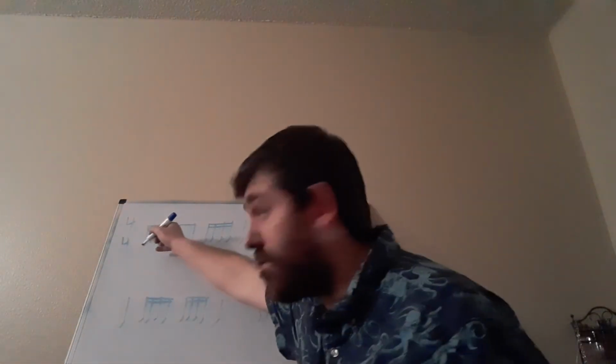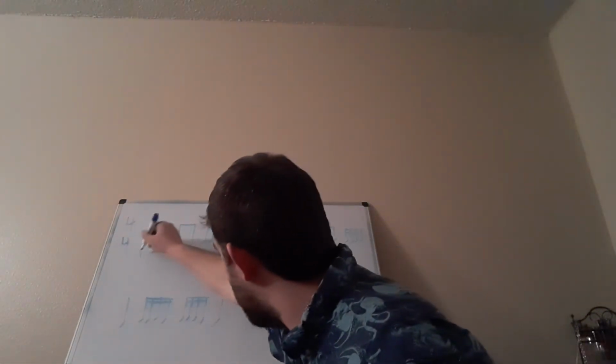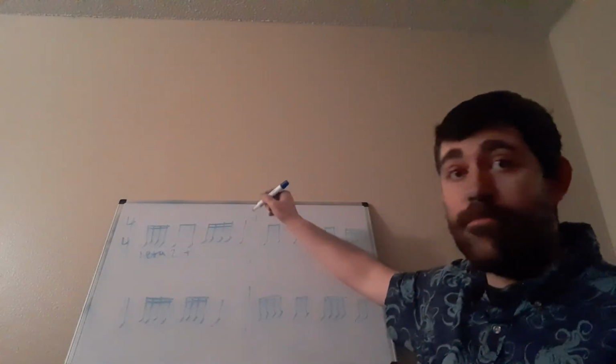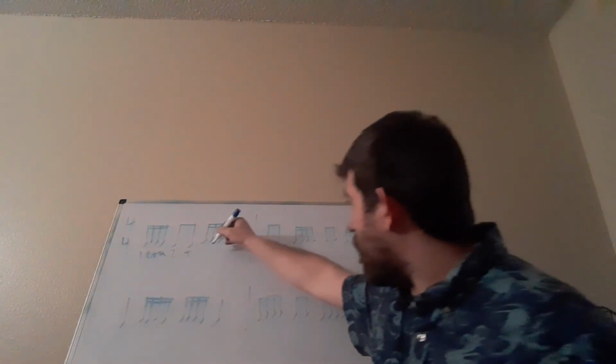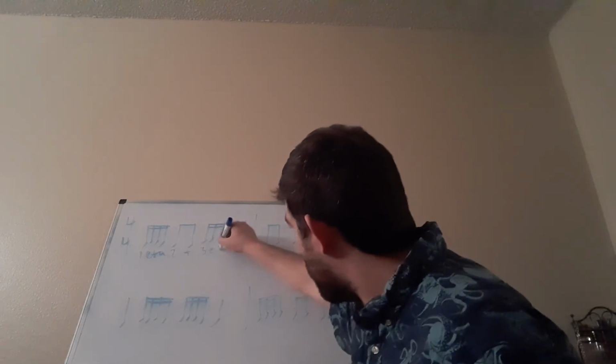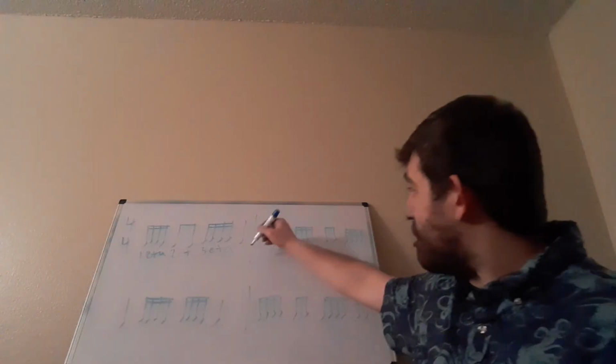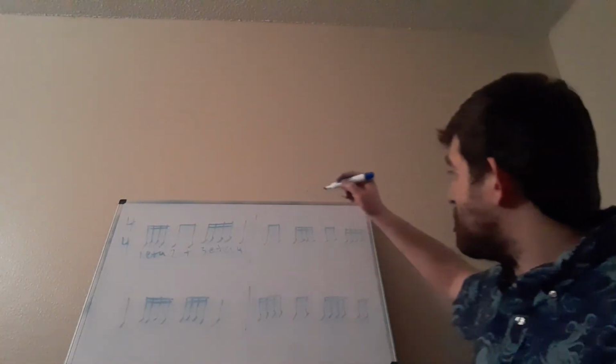So this first grouping of 16ths goes 1 E and a. Beat 2, the eighth notes go 2 and. Beat 3, the 4 16ths go 3 E and a, and then beat 4, the quarter note, takes up all of beat 4. We're done with the first measure.